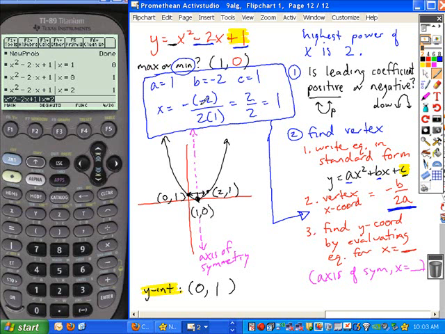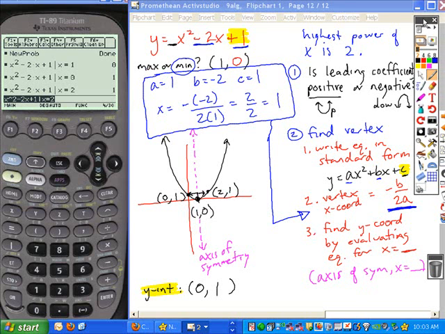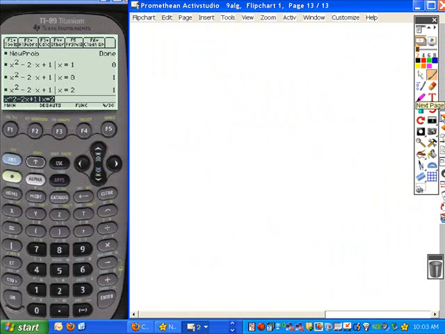Okay, let me go through the whole process again. And I just wanted to give you time to kind of write out the steps here before I go through another problem. All right, let's say I have the following equation. Y is equal to negative x squared plus 2x minus 3.